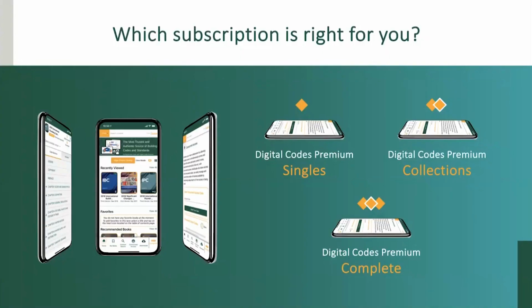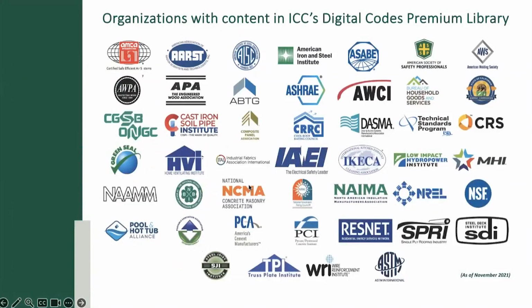And then finally, what we'll probably refer to most is the Digital Codes Premium Complete Collection. As you start to acquire multiple titles of singles or collections into your cart, you'll probably see that it may get really close to or be more expensive than just getting a premium complete. So 1,500 titles is definitely a great value. You may not use every single title, but it does end up being the best value if you're combining multiple collections together. In addition to the I-codes that I mentioned and the state codes, we do include many different organizations' standards.